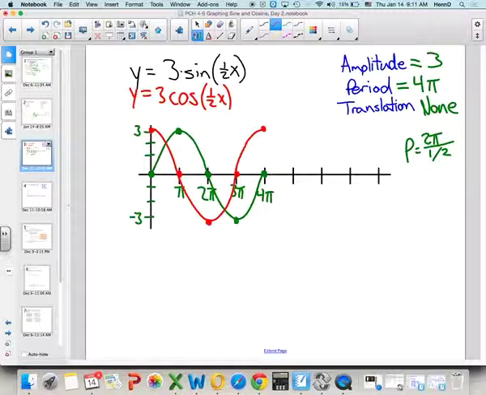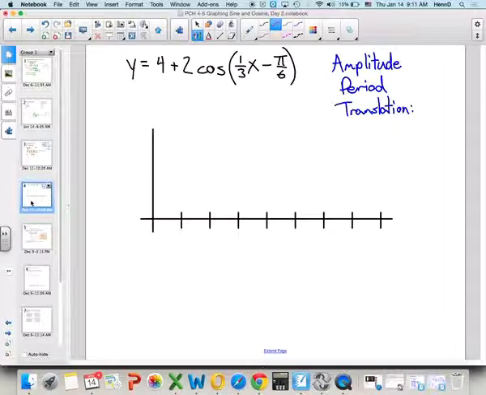Alright, any questions here? Okay. Let's do one more. We're not going to get to the actual model today. That's okay. We'll get to that tomorrow. But let's look at this. Alright. This is a fun one.